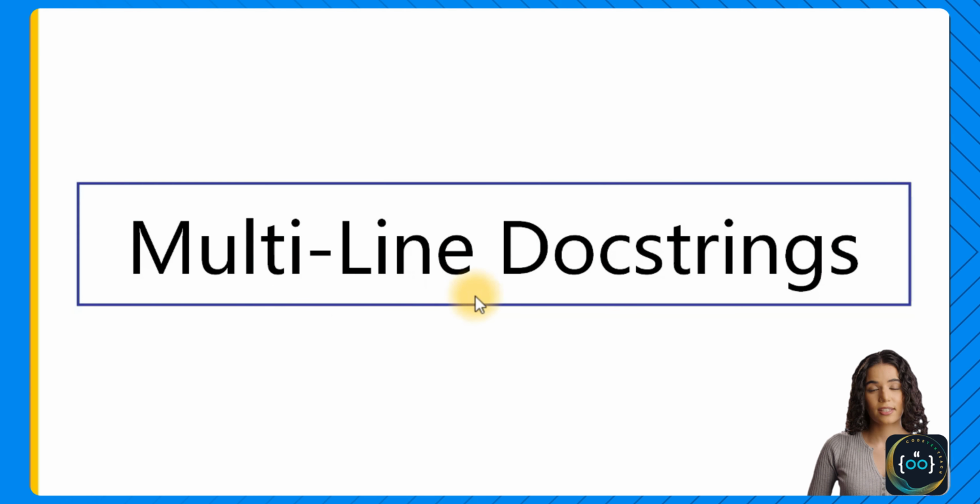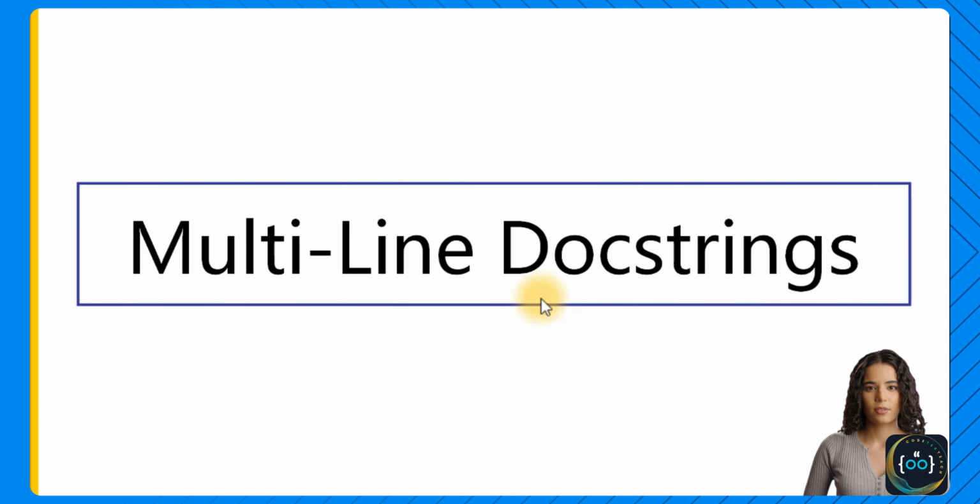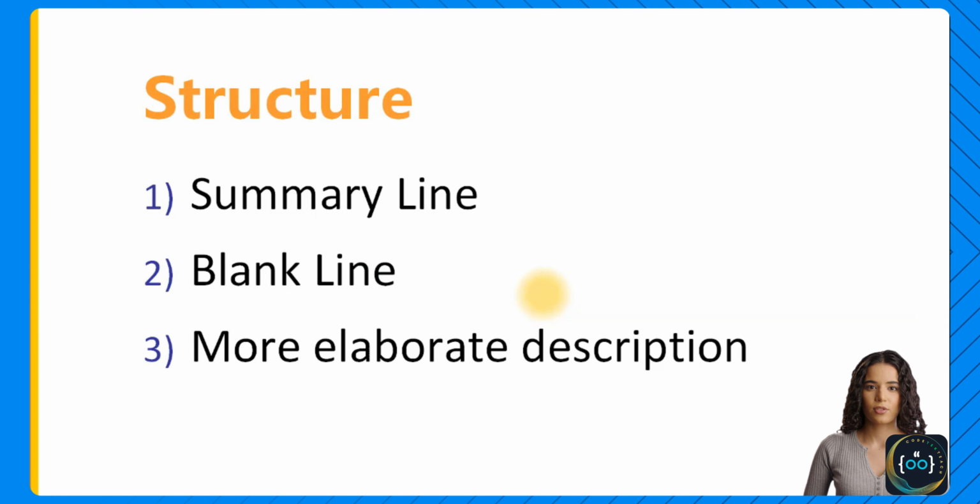Now let's dive into multi-line docstrings. They are used to document more detailed and complex methods, classes, and modules, or even functions, if they need more detailed documentation. Their basic structure is this one right here. We start with a summary line, which is basically the same as writing a one-line docstring. It should follow most of the same rules. Then it should have a blank line, and after that blank line, a more elaborate description of the element.